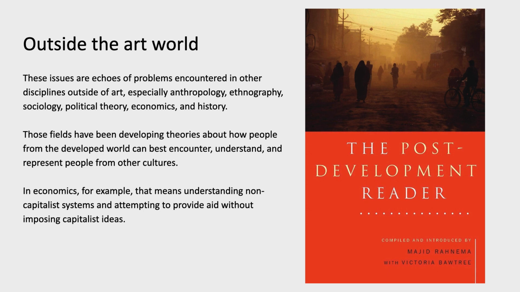I want to just look for a minute at what's happening in this regard to this question outside the art world. Because these issues that art history has been looking at for the last 10 or 15 years have been widely studied in other disciplines, especially anthropology, ethnography, but also sociology, political theory, economics, and history in general. Those fields have been developing different accounts about how people from the developed world can best understand or represent people from other cultures. In economics, for example, that means understanding non-capitalist systems and trying to provide aid without imposing capitalist ideas.